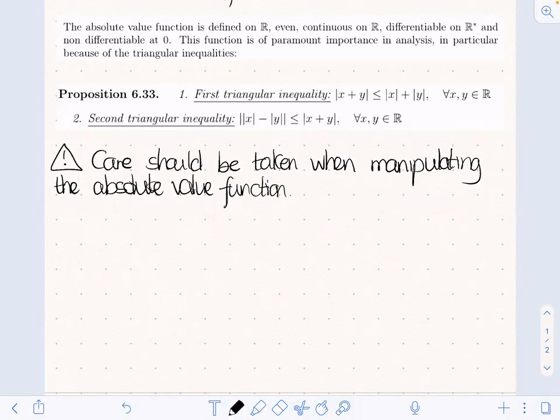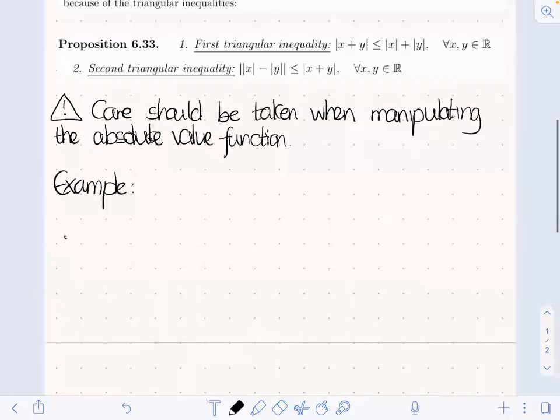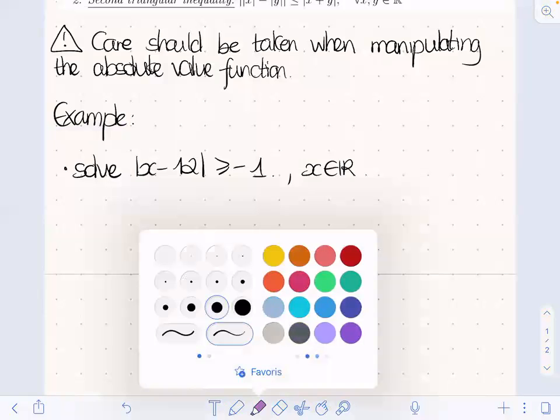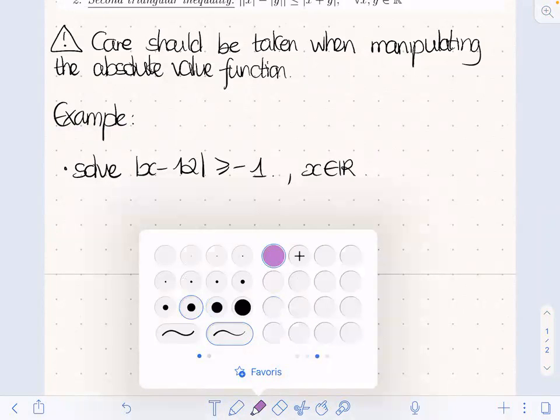Now, the first example is if you're asked to solve some equations. So let me give an example of tricky situations. First one, solve: imagine you want to solve this first inequality for x on R. The absolute value of x minus 12 needs to be greater than minus 1. How would you go about solving this inequality?